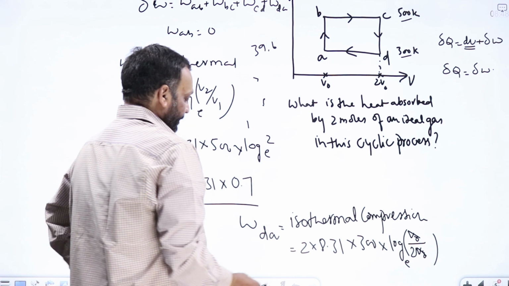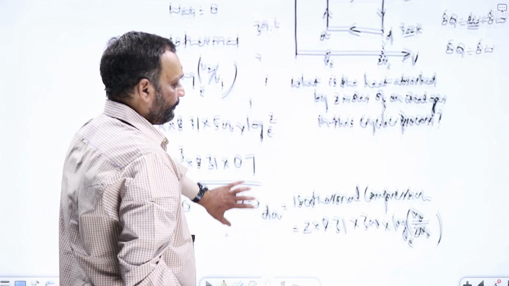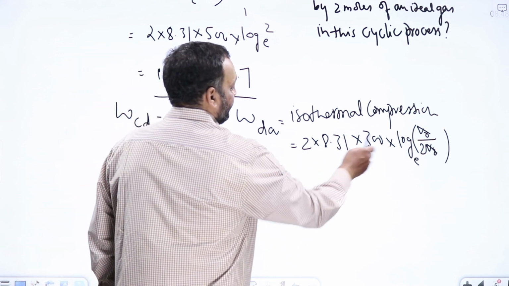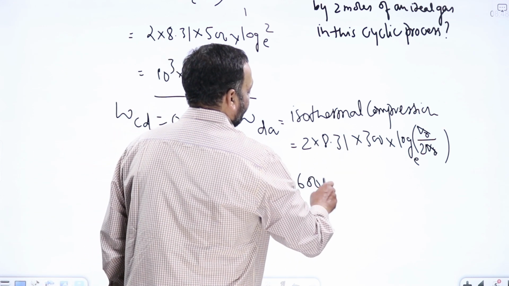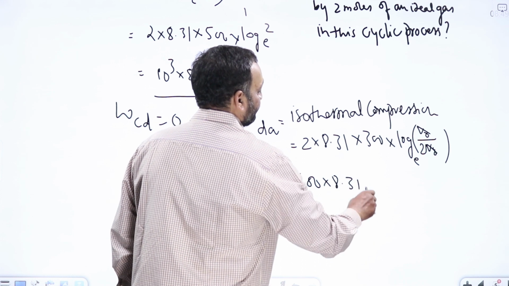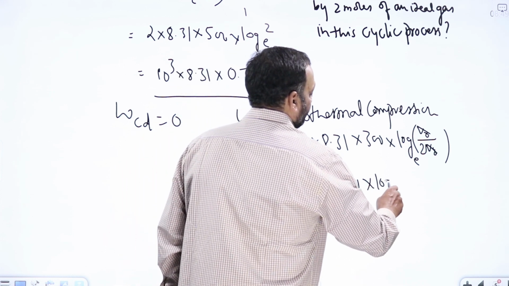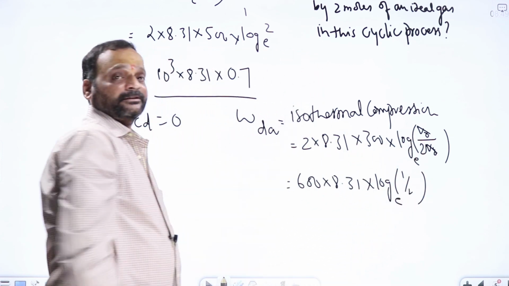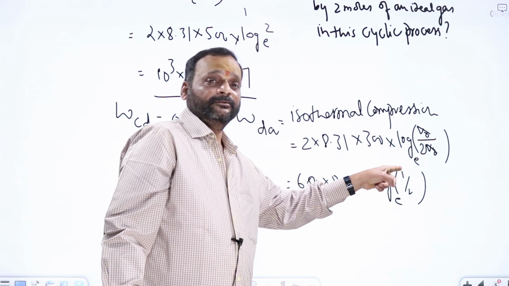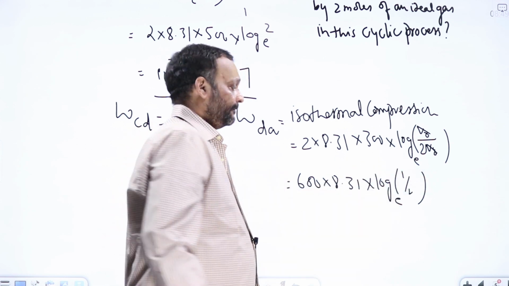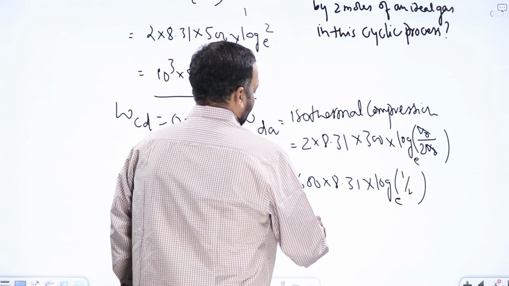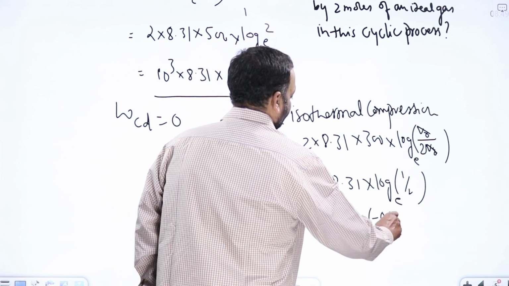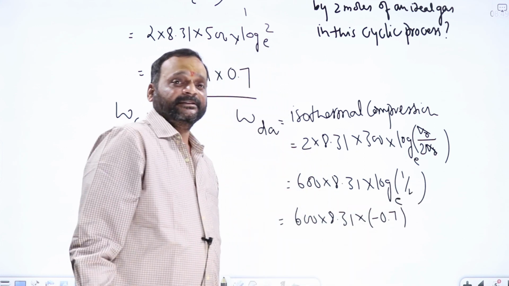V0 gets cancelled. It is nothing but log 1 by 2. Okay, 2 into 300 is nothing but 600. So 600 into 8.31 into log 1 by 2 to the base e. That's nothing but log 1 minus log 2, which is minus log 2, approximately minus 0.7. So this is 600 into 8.31 into approximately minus 0.7. The actual value is minus 0.693.